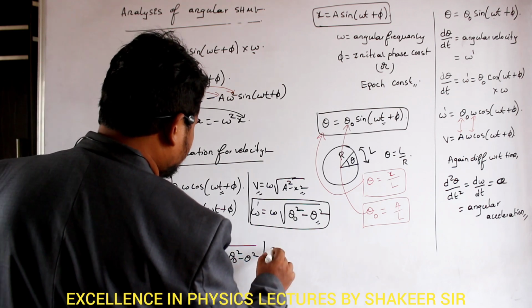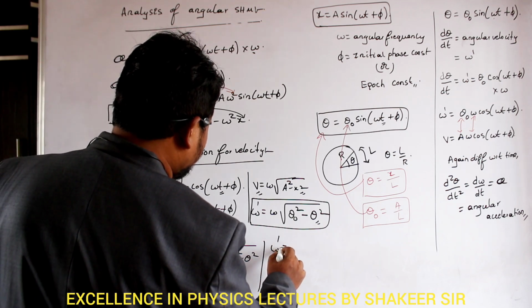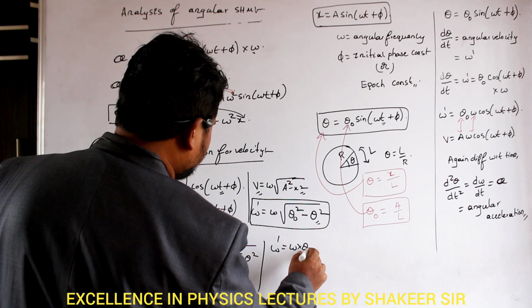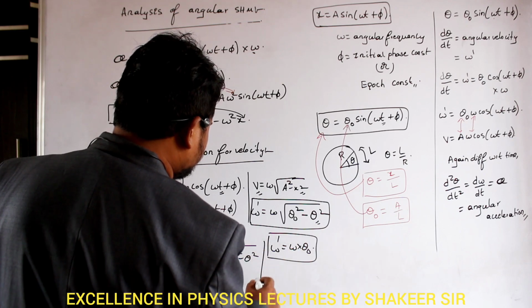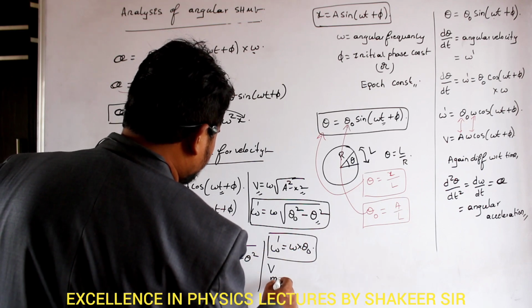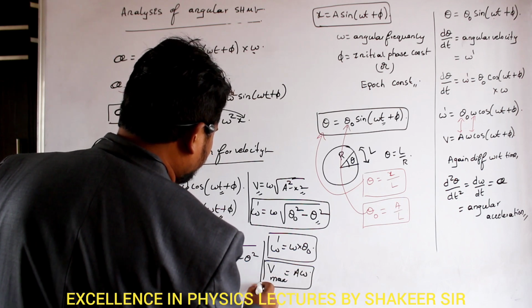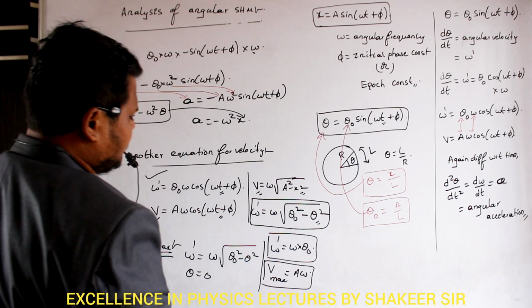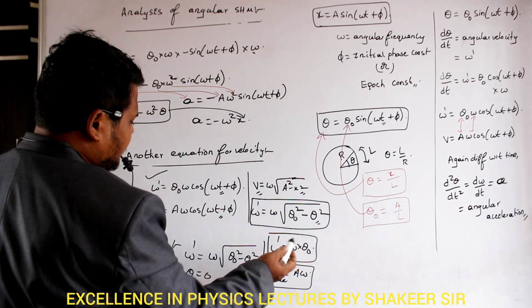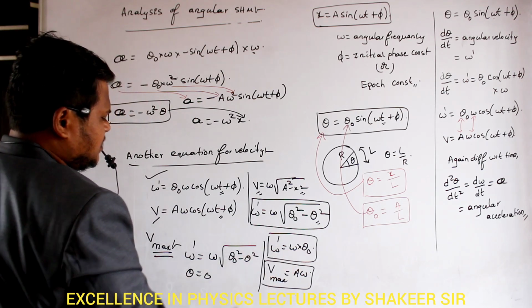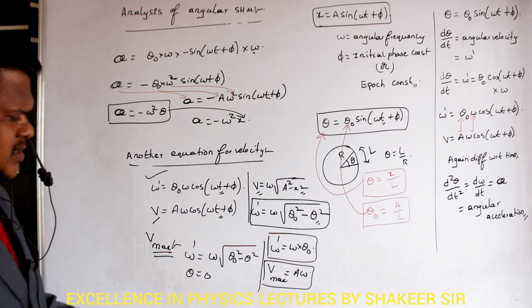Clear? So what is the relation I got? I got omega dash is equal to omega into theta naught. Clear? This is comparable with the maximum velocity in the case of linear SHM, which is equal to A into omega, where A is called the maximum amplitude, which is comparable with theta naught, and omega is the angular frequency. Are you able to understand?